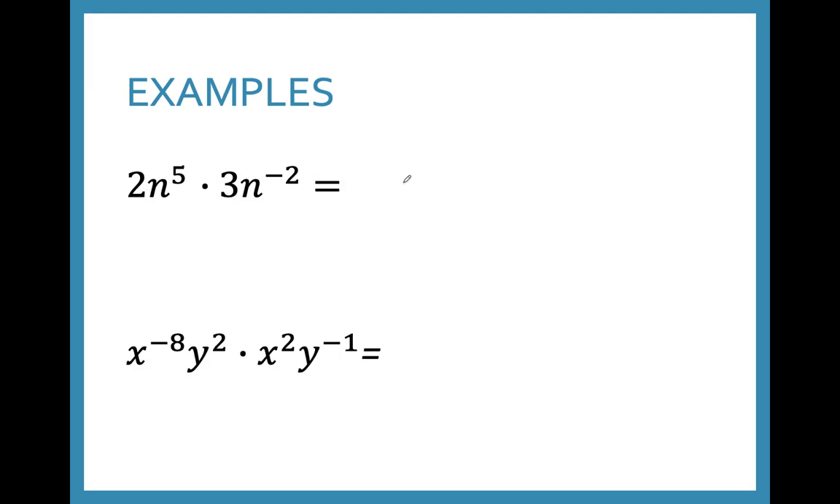Okay, this one is a little bit tricky. If we notice, we have some coefficients here, 2 times 3. What this means is you're going to multiply the coefficients, and then multiply the exponents that have the same base. So 2 times 3 is 6, and then n to the 5th times n to the negative 2nd. Remember, we're just going to add those. 5 plus negative 2 is 3. So here's your final answer, 6n to the 3rd.